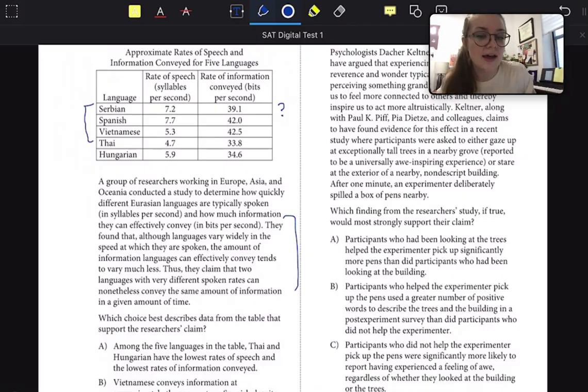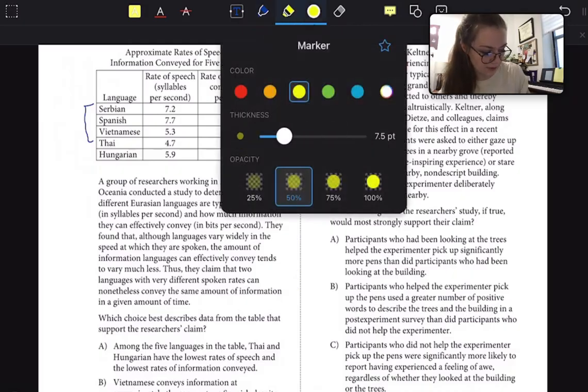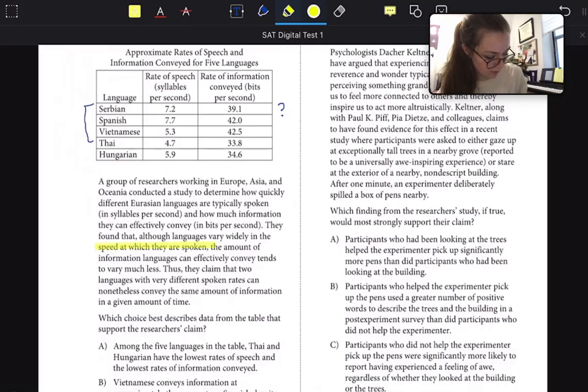So they found that although languages vary widely in the speed at which they are spoken, here's an important part: we've got different speeds of language. The amount of information languages can effectively convey tends to vary much less. So this is kind of the bulk of our data here. Widely different speeds, relatively similar amount of information.